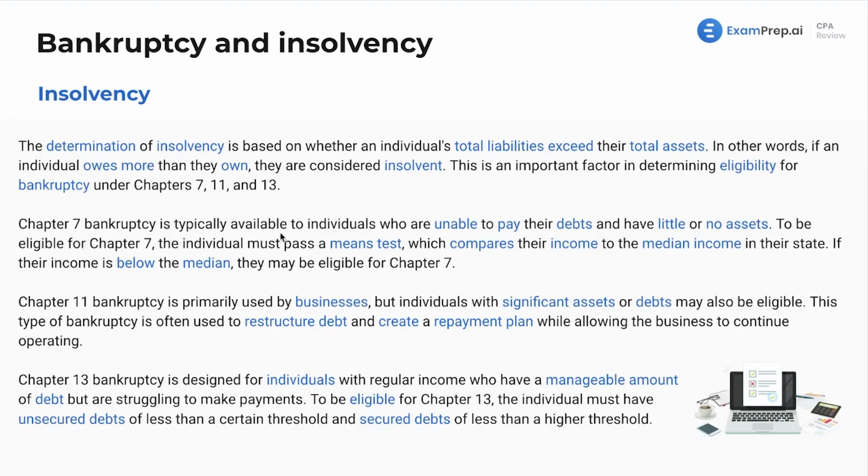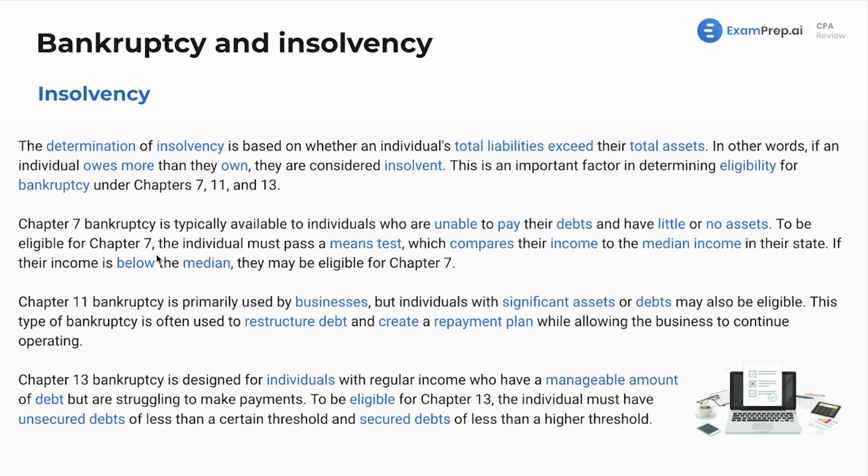In order to be eligible for bankruptcy, individuals have to be unable to pay their debts as they become due. So that's just a term you're going to see in many questions where, can this person file for bankruptcy? If you see the phrase, they cannot pay their debts as they become due, that is definitely a checkbox for the win there. And have little or no assets.